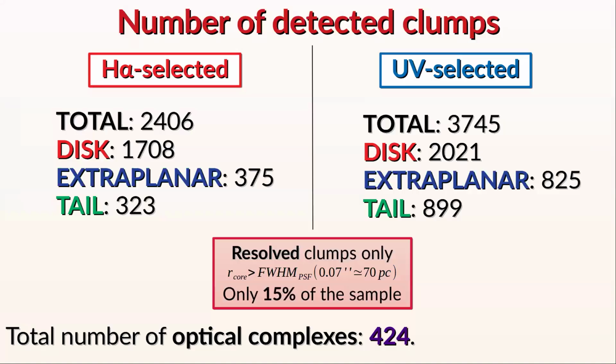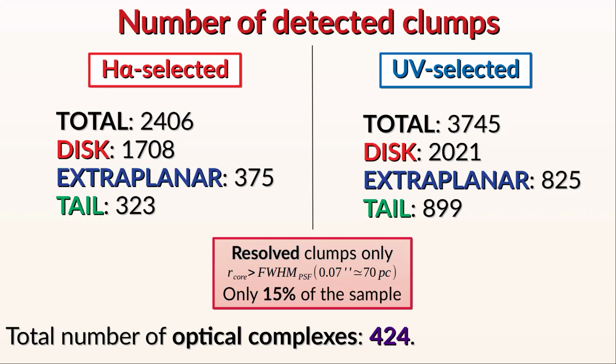So we have these 3 samples, and these are the numbers of the sample. This is the first, at least to our knowledge, statistically robust sample of clumps in this kind of galaxies. We have 2400 H-alpha clumps and 3700 UV clumps. Most of them are in the disk, but there is enough statistics also in the other regions. And we have more than 400 complexes in the tails.